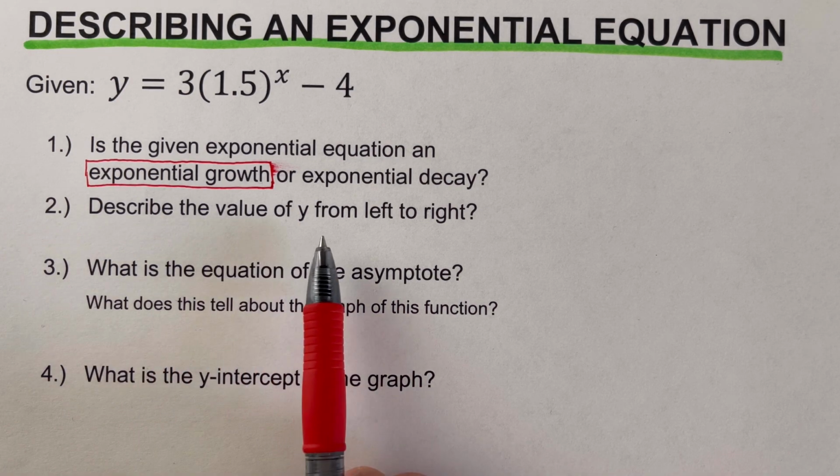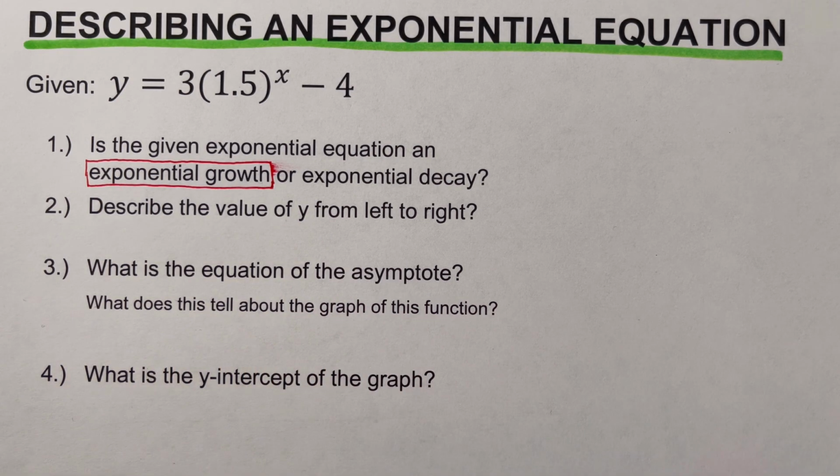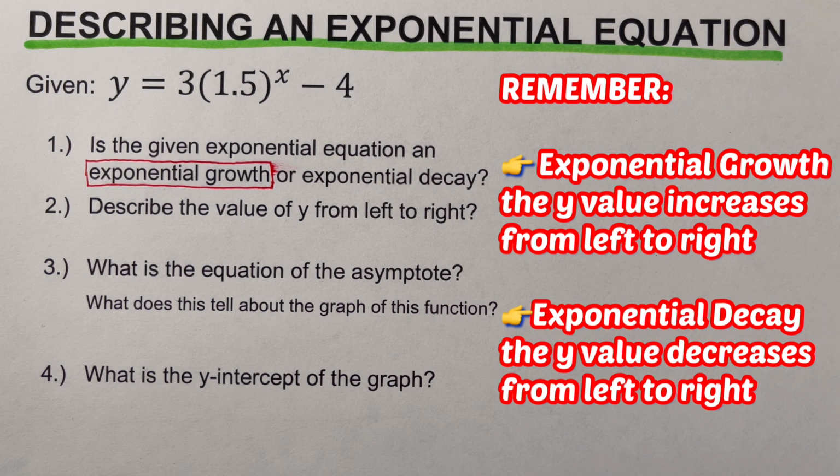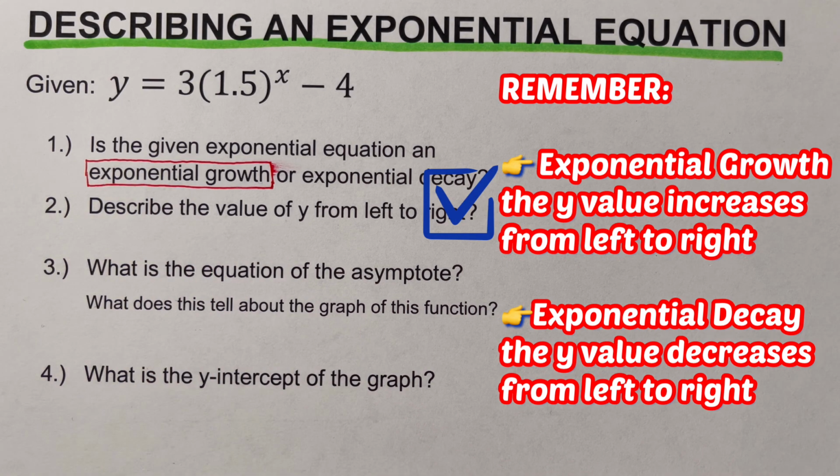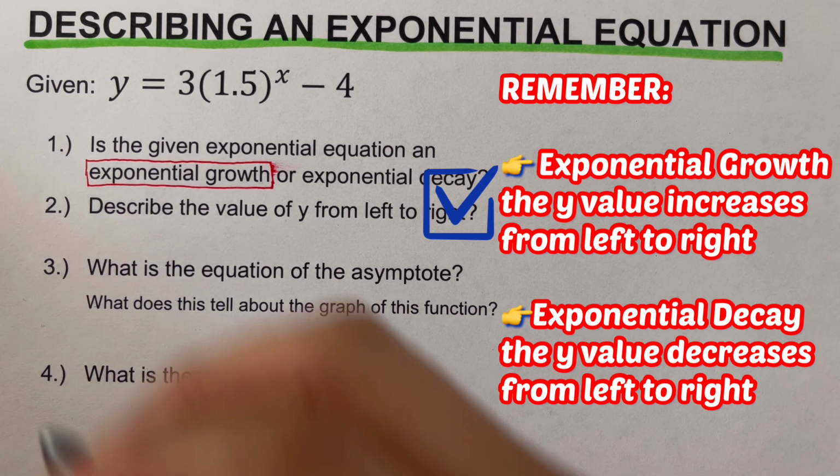Describe the value of y from left to right. We remember that for exponential growth, the y value increases from left to right, or pretty much the graph is increasing from left to right. And for exponential decay, the y value decreases from left to right, or pretty much the graph is decreasing. So since this is an exponential growth, we can go ahead and say that the y value increases from left to right. So I'm just going to go ahead and write that down here.